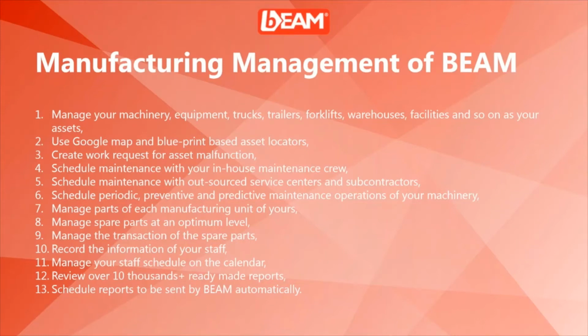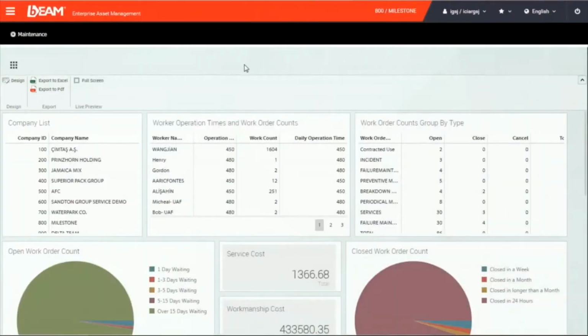In this example, you will watch a demonstration of manufacturing management of a company named Milestone Manufacturing with 6 manufacturing machines, 30 trucks, 6 forklifts, and 12 trailers. Let's get started. What you can see on your screen is the dashboard function after you log in to BIM.